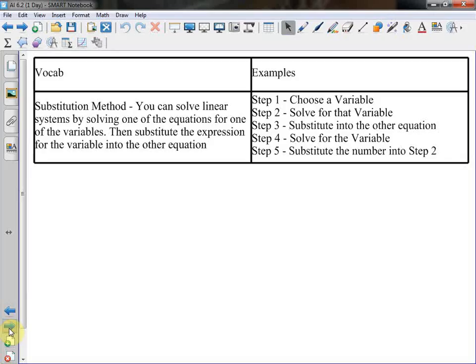So the vocab that we're doing today is the substitution method, and it's not just a vocab word, but it's a method. This is the way that you can solve linear systems: you solve for one variable and then substitute into the other equation.